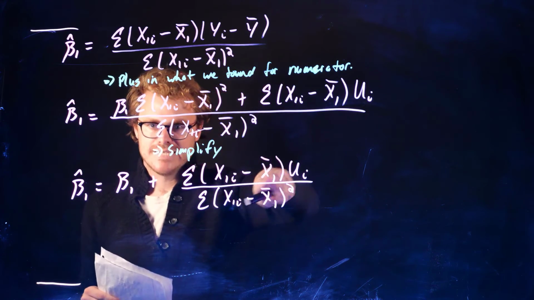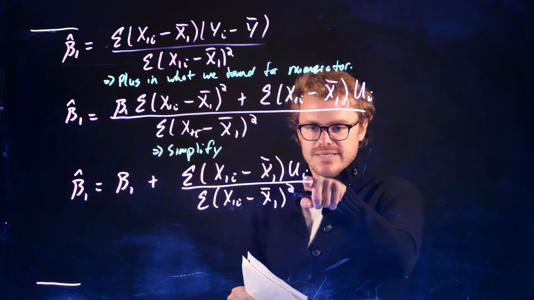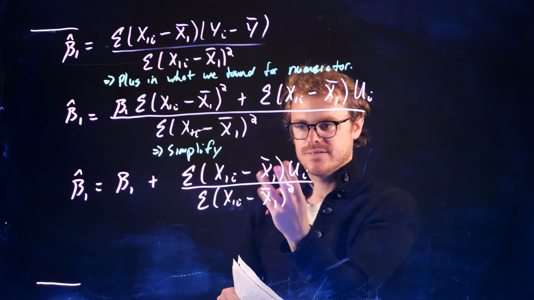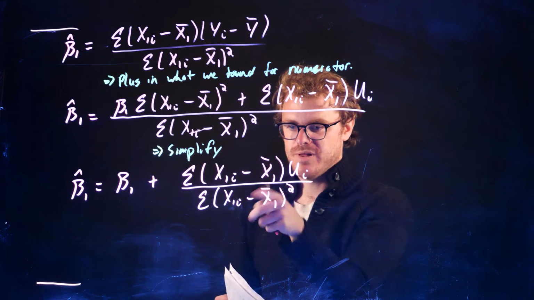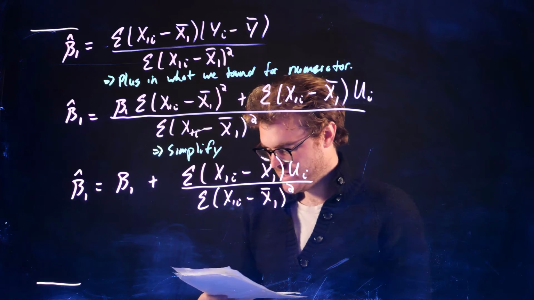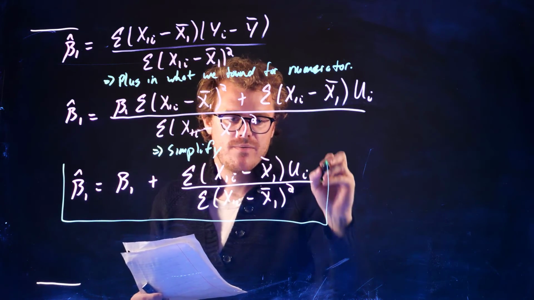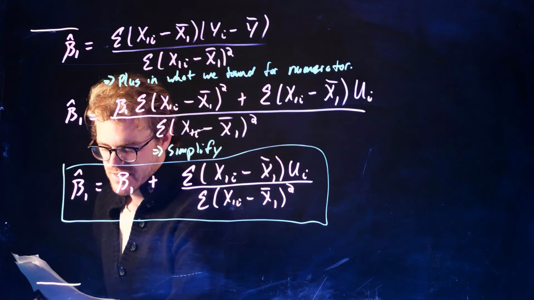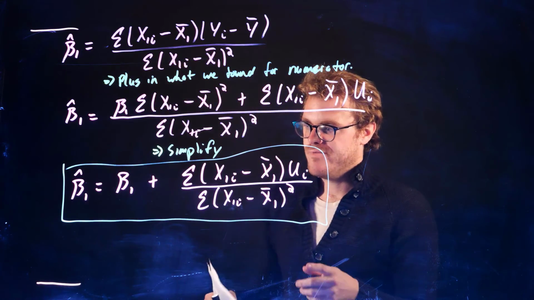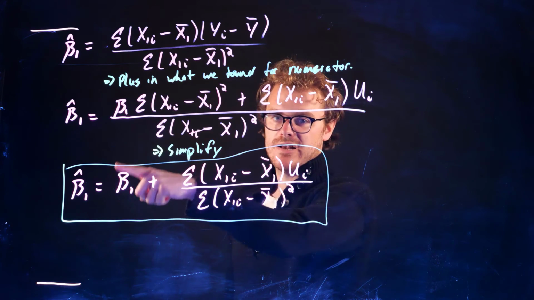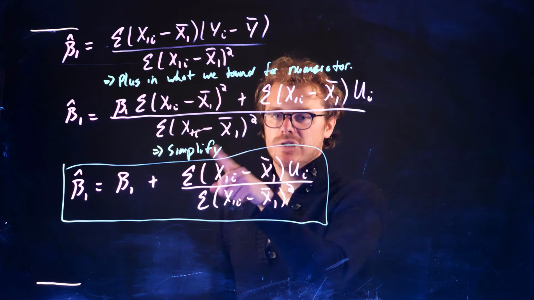So we can't cancel these out, right? We've got to be careful. We can't cancel these out because of this i here. It's over all the sums it's multiplying, so we can't cancel these things out. And so here's an expression for beta hat 1. So our estimator beta hat 1 equals the true value plus this.